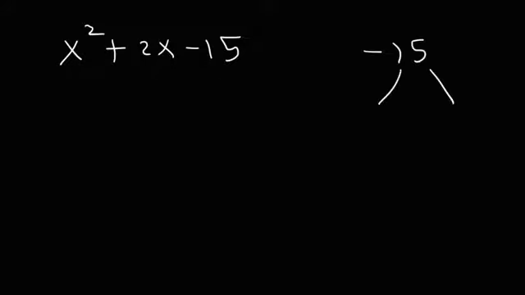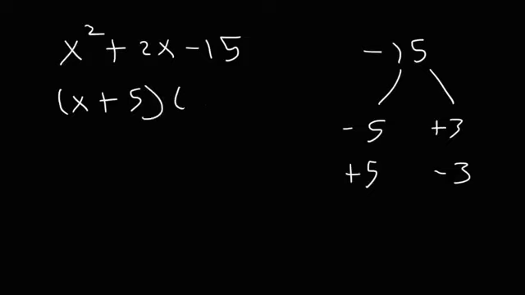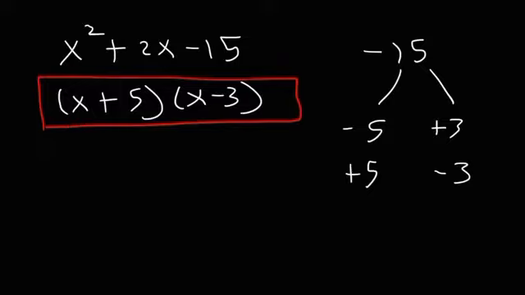Now here's another one. Try this one. x squared plus 2x minus 15. Feel free to pause the video if you want to work on it. So what two numbers multiply to negative 15 but add to 2? We know 5 times 3 is positive 15, but we need to add a negative sign. If we try negative 5 and positive 3, this adds up to negative 2. But if we try positive 5 and negative 3, it adds up to positive 2 but still multiplies to negative 15. So the answer is going to be x plus 5 times x minus 3. And so that is how we can factor that expression.